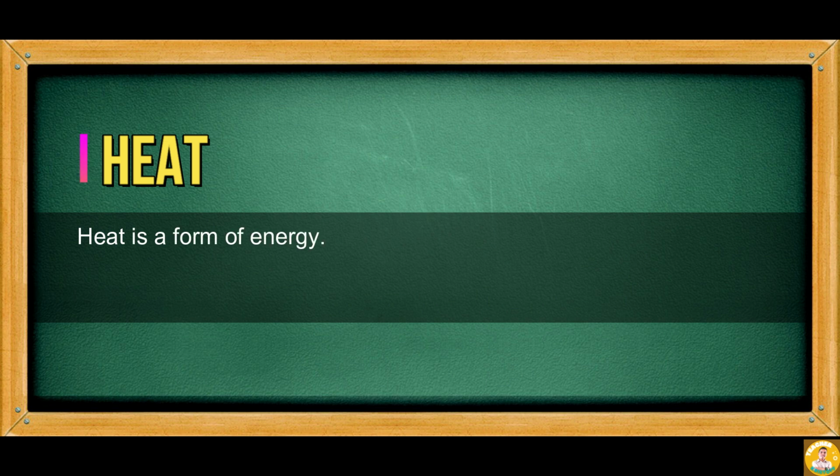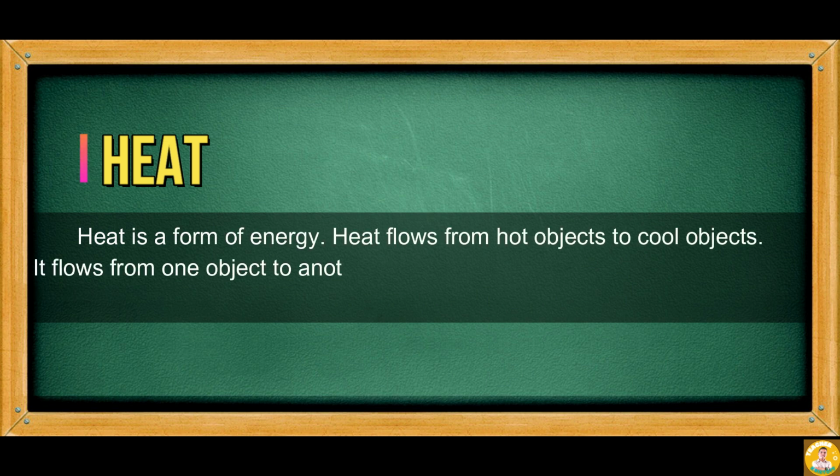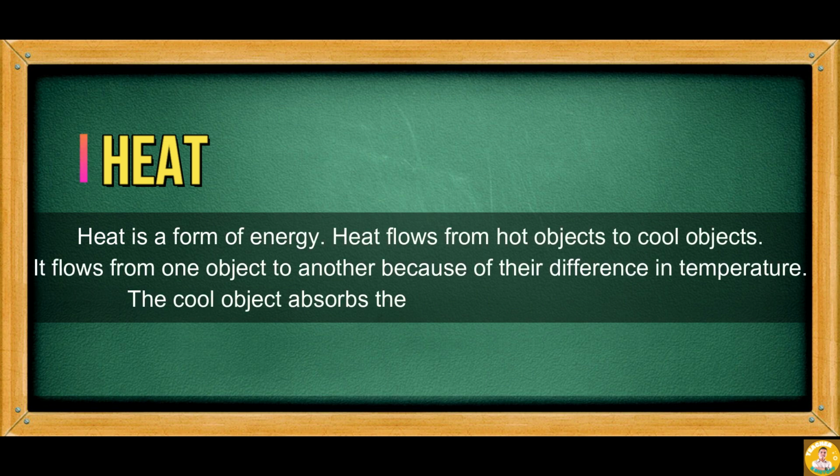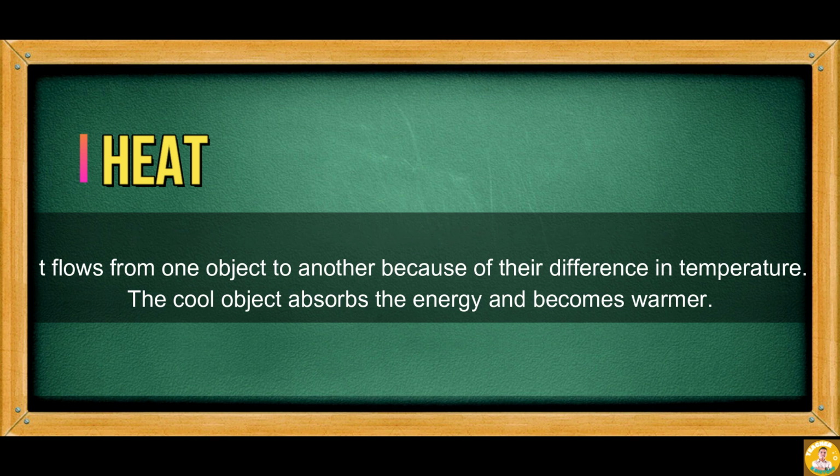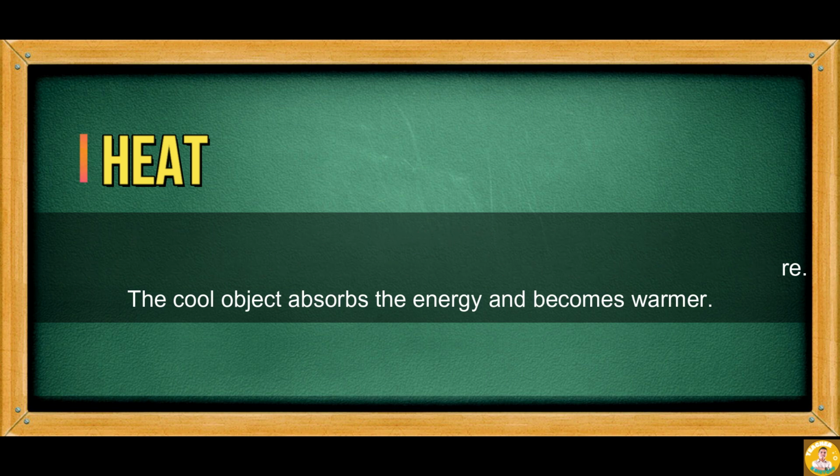Then we have heat. Heat is a form of energy. Heat flows from hot objects to cold objects. It flows from one object to another because of the difference in temperature. The cold object absorbs the energy and becomes warmer.